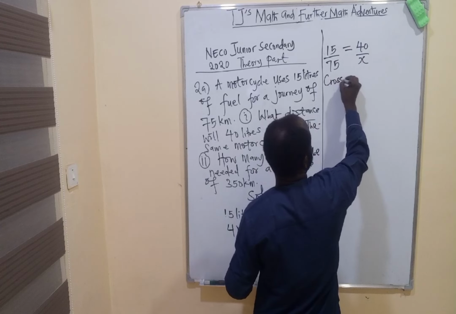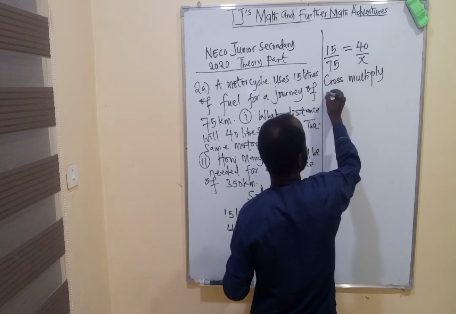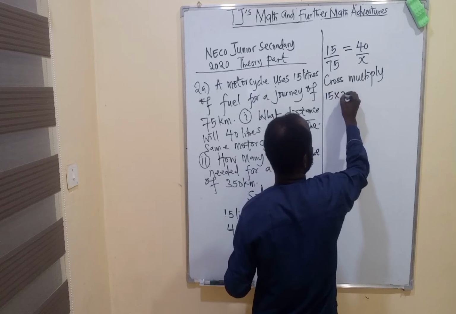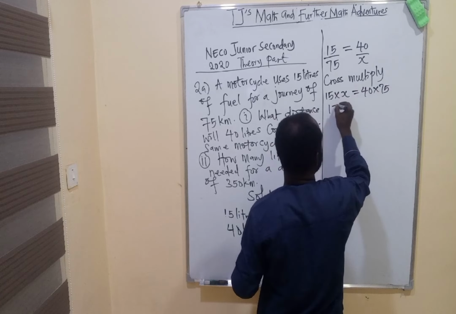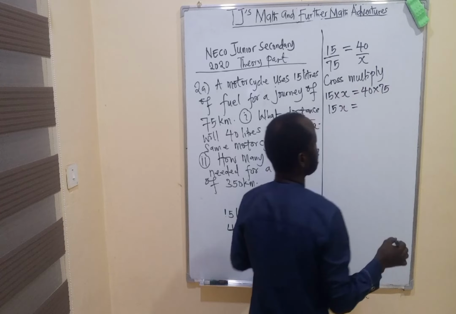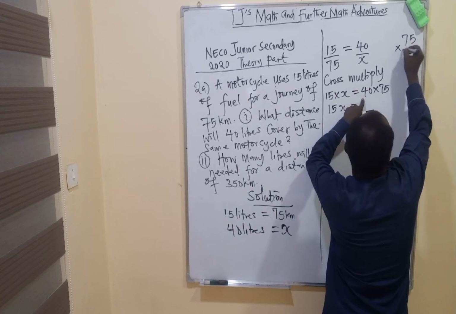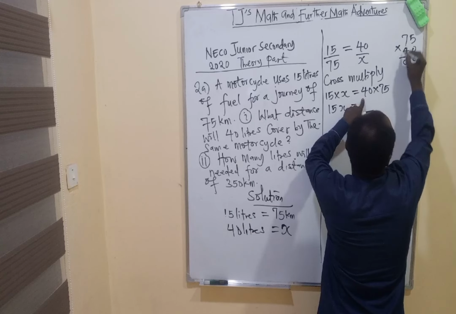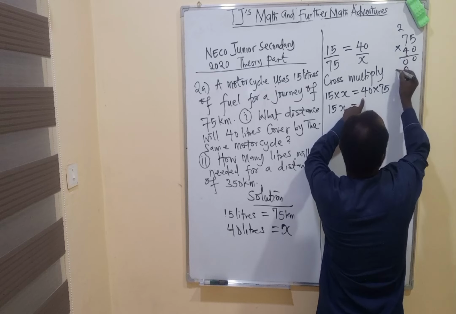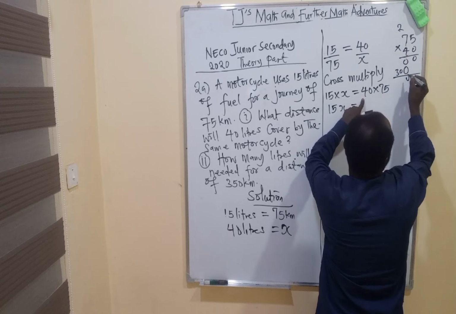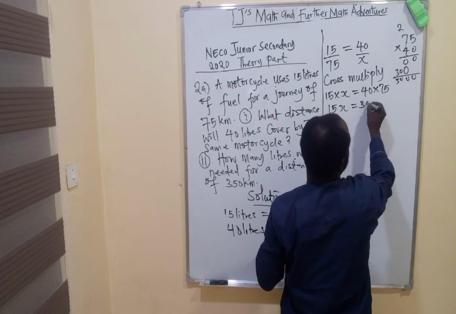So we can cross multiply here. Cross multiply. So it will be 15 times x, which will be equal to 40 times 75. This will be 15x equals 40 times 75. Let's do it here. 75 times 40. This will be 0, 0. This is 20, 0 carry 2. 4 times 7 is 28 plus 2, which is 30. So this will be 3,000.